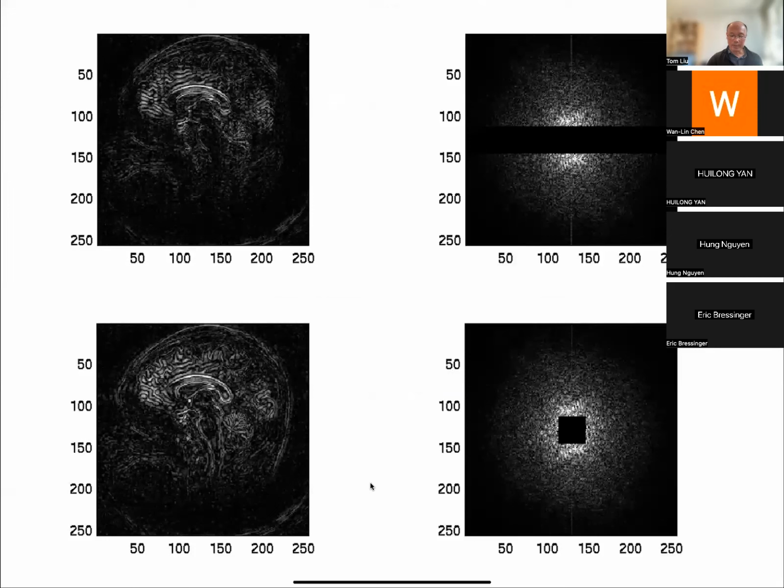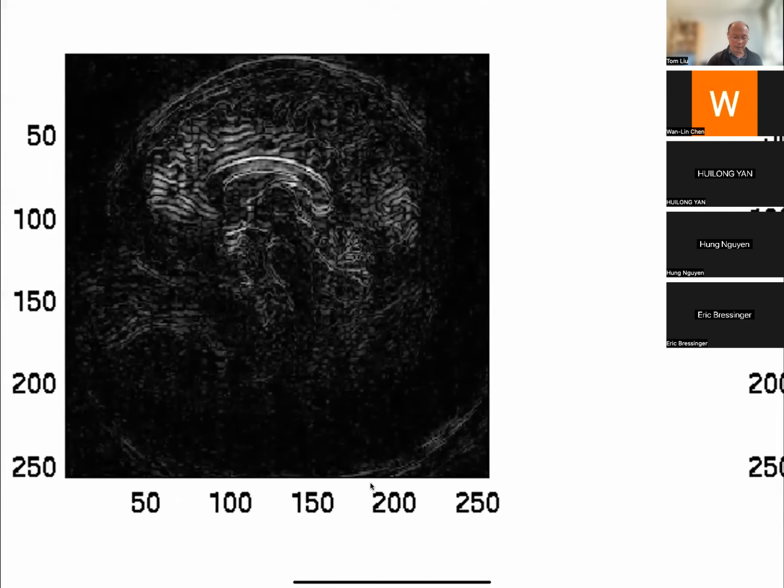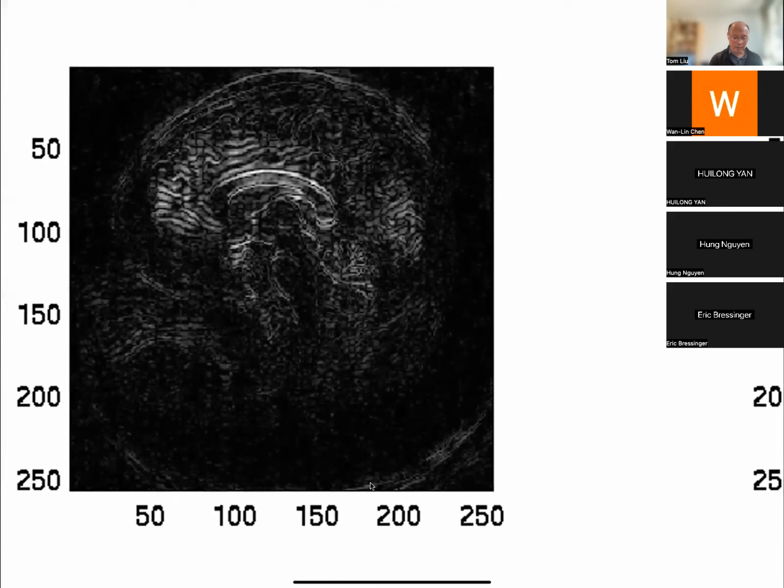Then we can play a similar game where we keep the information here, which corresponds to edges like this, and we've lost the information at edges out here. And when we zoom in on this image, you notice that these edges are kept pretty well, but we've lost these other edges here, okay?